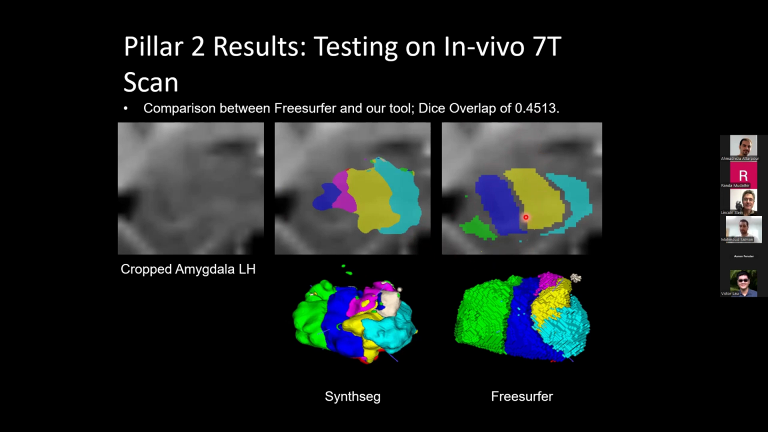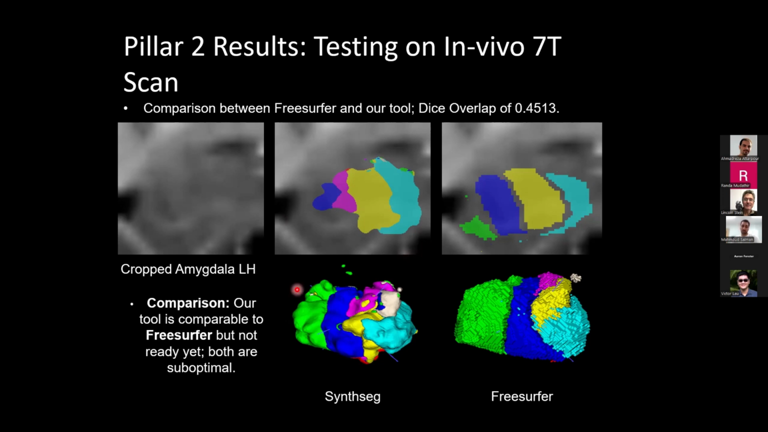However, FreeSurfer compared to our segmentation misses some subnuclei. It's nicer in terms of topology, but it over-segments some structures here and here. So our model is not yet ready to be tested more on in vivo data, but it might be ready if it's trained on much more data, which we can increase, of course, because we only trained our model using 8 samples, and we left 2 to test the model performance. So for the comparison, it's comparable to FreeSurfer, but it's not ready yet. But still, FreeSurfer is not the best, so both are suboptimal.